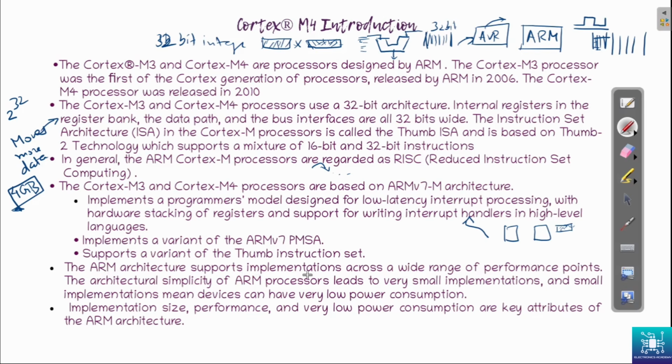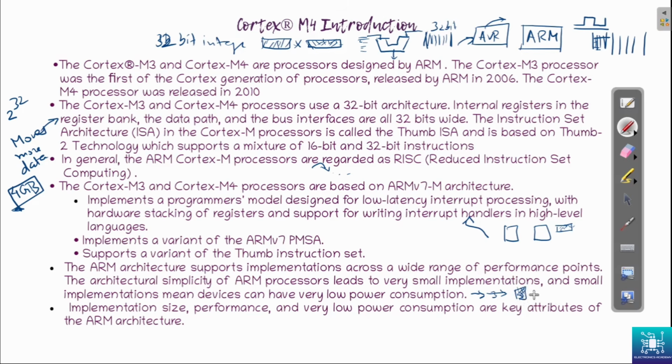Now, the ARM architecture supports implementations across a wide range of performance points. The architectural simplicity of ARM processors leads to a very small implementation, and devices can have very low power consumption. Now, this is a pretty subjective topic to discuss. When you talk about low power consumption, that is what is touted as ARM's strength, because with respect to their 32-bit counterparts, that is other microcontrollers which are 32 bits, ARM relatively consumes much less power, because it has a lot of provisions by which you can reduce the power consumption.